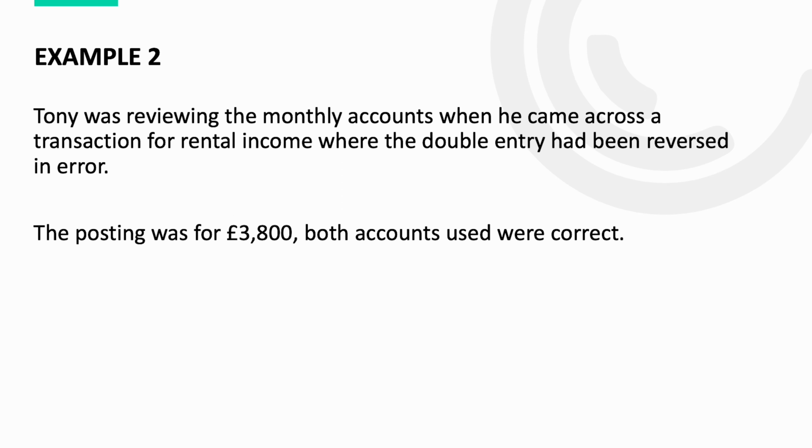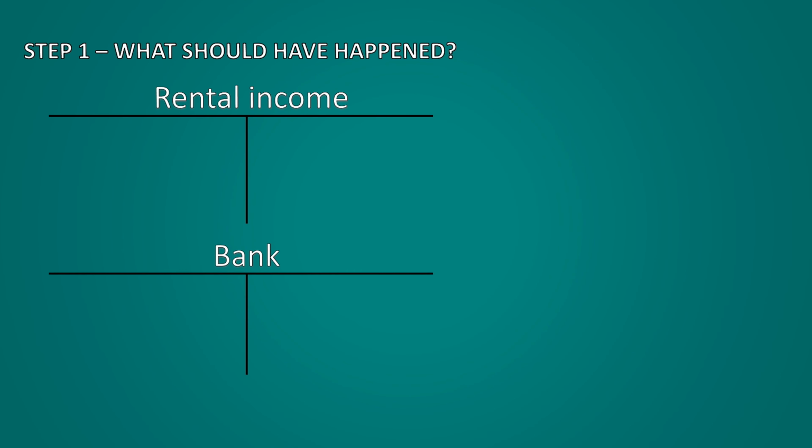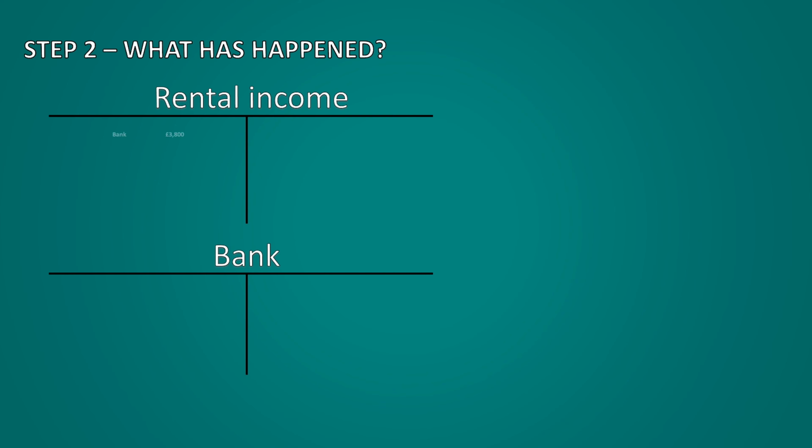Example 2. Tony was reviewing the monthly accounts when he came across a transaction for rental income where the double entry had been reversed in error. The posting was for £3,800 and both accounts used were correct. Step 1 then, enter what should have happened. The rental income should have been entered as a credit to the rental income account and a debit to the bank account. Step 2 then, enter what has actually happened. Within this scenario, the transactions have been posted in reverse. The rental income has therefore been entered in as a debit to the rental income account and a credit to the business bank account.